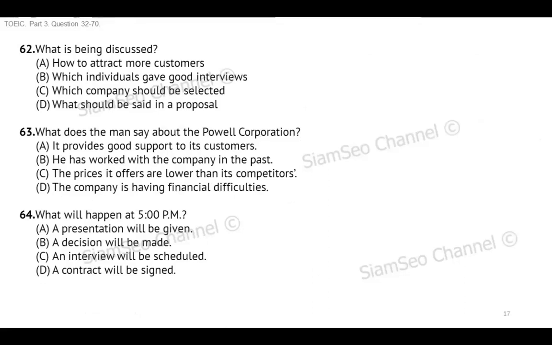I've considered all the proposals, but I can't make up my mind. Which vendor should we hire? I'm in favor of selecting the Powell Corporation. Why? It has a proven track record of providing outstanding customer support. If anything goes wrong, Powell will handle it immediately. That's a strong endorsement. Have you worked with Powell before? Not personally. However, I know people who have, and they're unanimous in praising the company's dedication to service.